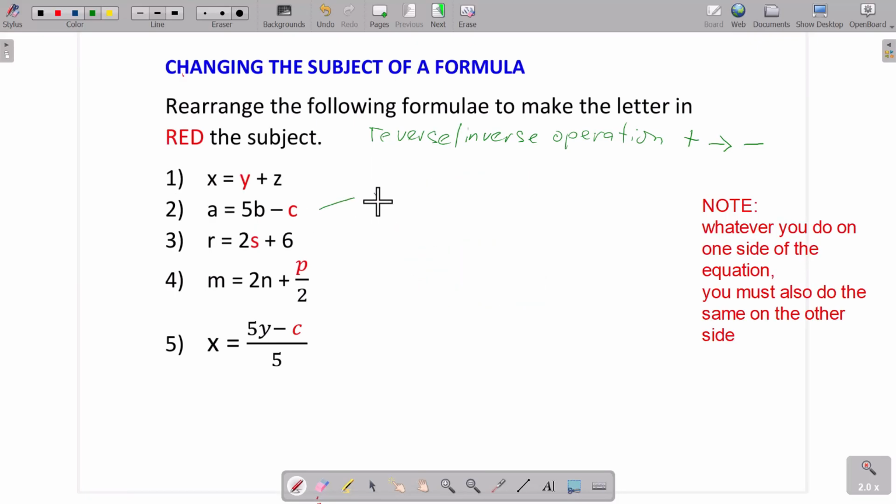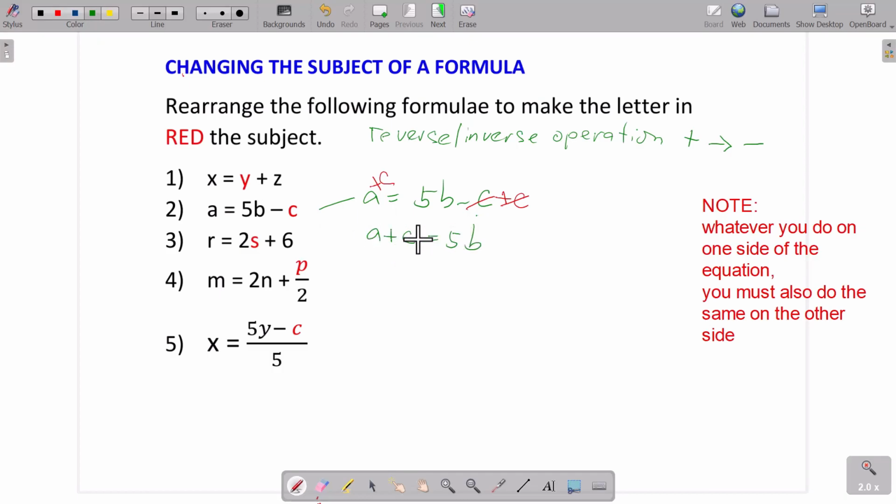In number 2, we have a equals 5b minus c. Here we have to make c the subject, but you will notice that c is negative. To make c positive, we can add c here and we must add c here. Take note that whatever you do on one side of the equation, you must also do the same on the other side. So we can get rid of c here, but we'll have positive c on the other side. So we'll have a plus c equals 5b.